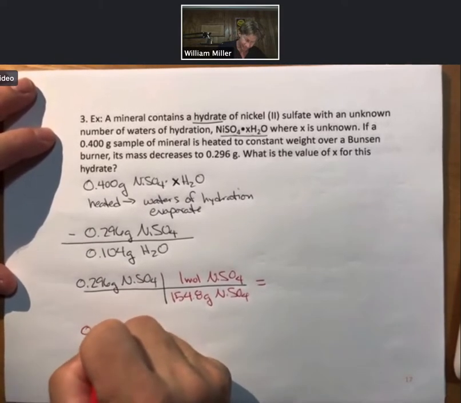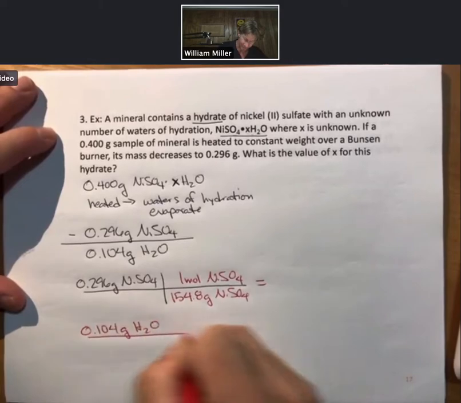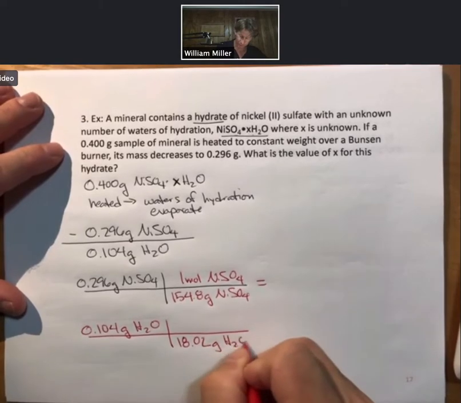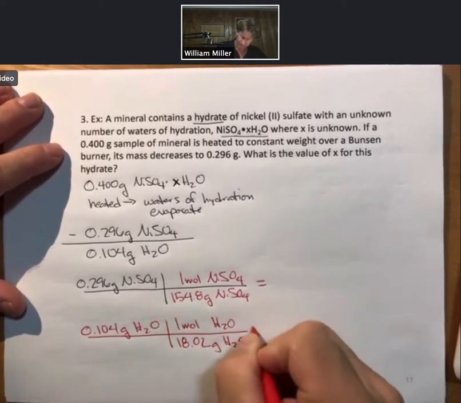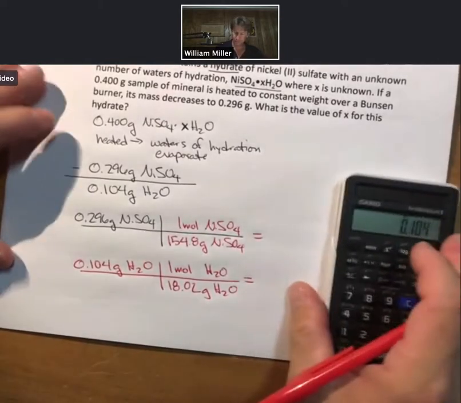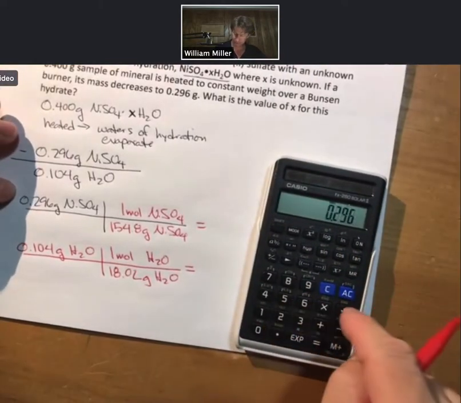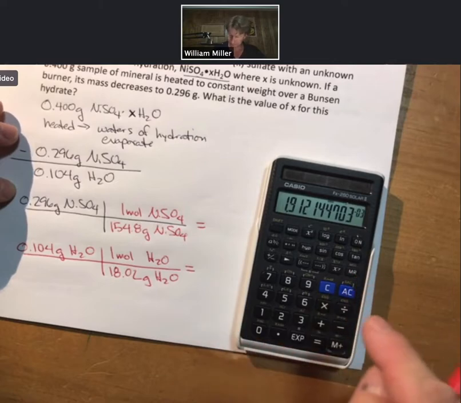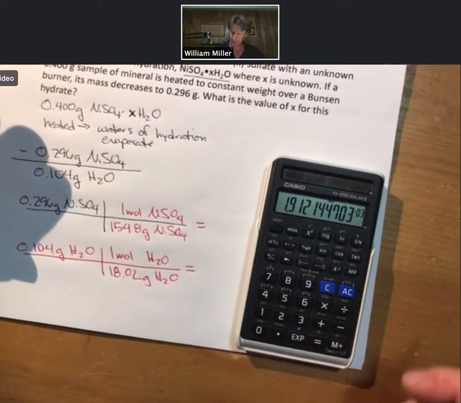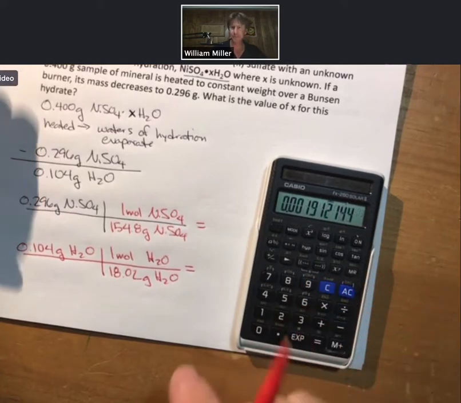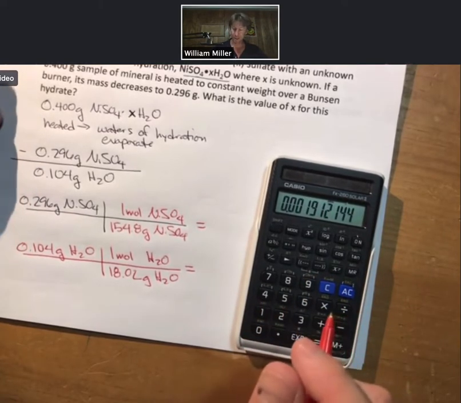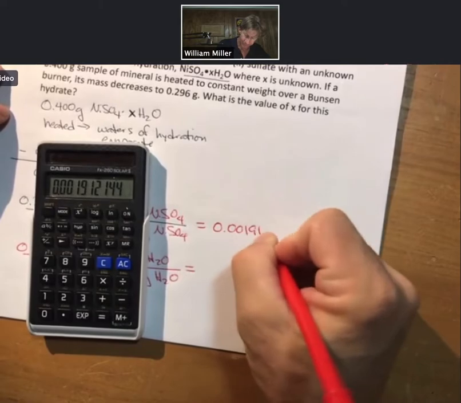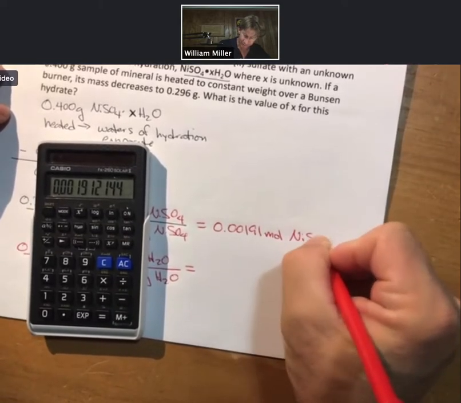And similarly for H2O, molar mass of H2O, 18.02 grams H2O for 1 mole. Okay. Now, doing this math, 0.296 divided by 154.8, my calculator gave it to me in scientific notation, which is lovely, but if I press mode 9 on my calculator, it gives me what I call regular numbers, 0.00191 moles of nickel 2 sulfate.